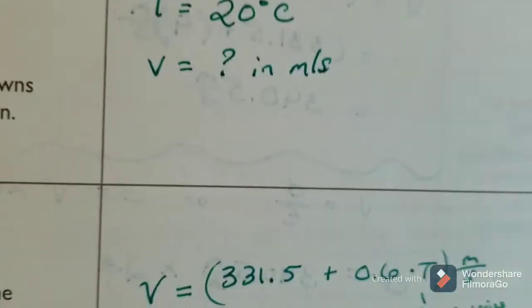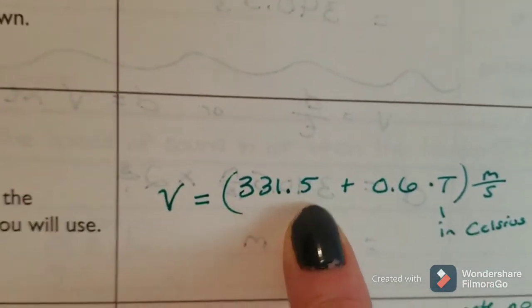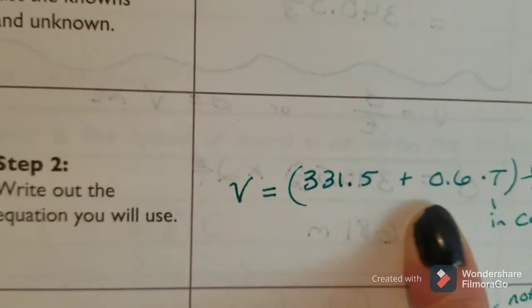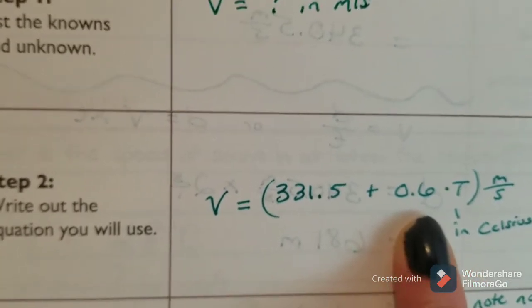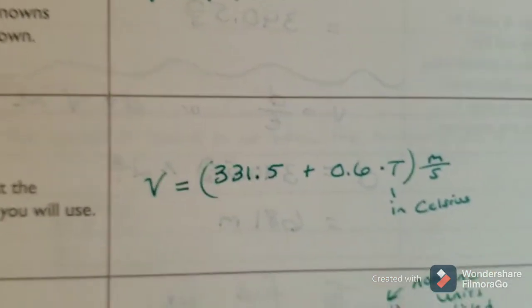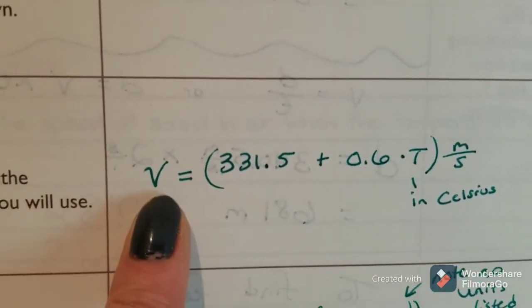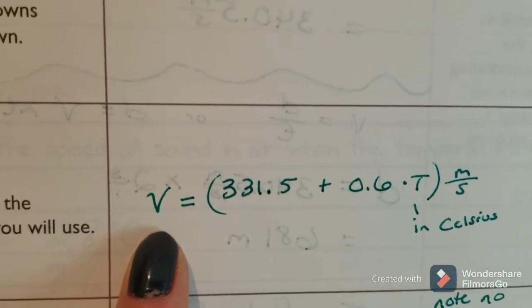So let's come back over to it. There we have our 331.5 plus 0.6 T meters per second. The T is the only missing variable right there besides our velocity, right? Speed of sound.